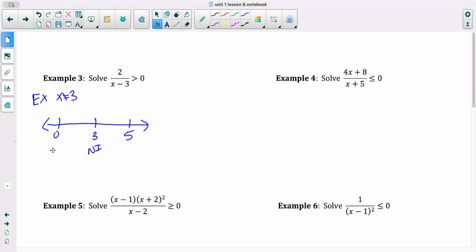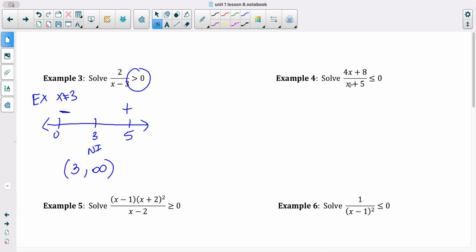Okay, if I substitute in 0 for x, I'm going to get 2 over -3, so that's a negative answer. If I substitute in 5, I'm going to get a positive answer. That's it. And I'm only interested in the numbers that are greater than 0, so the positive ones, right? So basically, my 3 is not included, right? So that just means parenthesis, not bracket, and I'm going to infinity. There's only one break in the whole graph. So nothing on top to factor makes life a little bit easier.